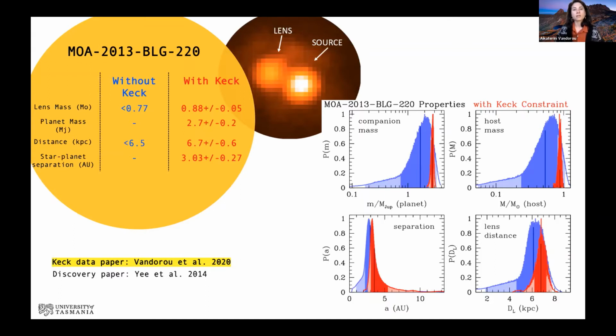And we found that the system is made up of a super Jupiter in a wide orbit of about 3 AU around a solar type star, 7 kiloparsecs away from us. So the discoveries of microlensing events can make estimates for the lens mass and distance, but they just lack the additional constraints of having a directly measured lens flux.